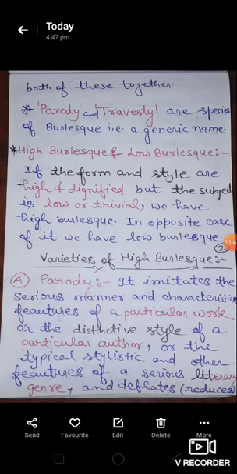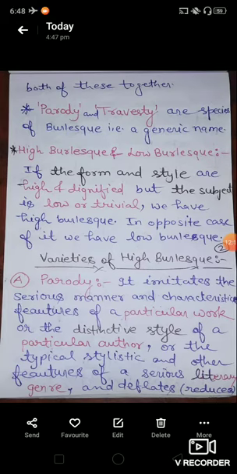The opposite of it is called low burlesque. Means in opposite, in low burlesque, what do we have? We have high and dignified subject matter, but the treatment is very trivial. The style and the form of the work is very trivial. Is it clear now? Okay.